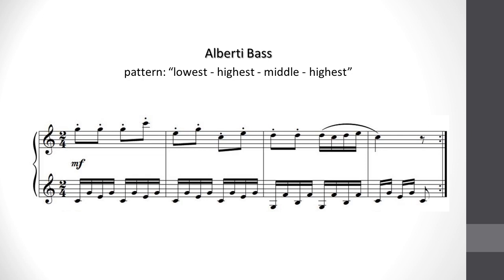Typically, Alberti bass occurs in the left hand of piano music and uses notes of shorter duration than the notes in the melody. Although it is typical in piano music for the melody to be in the right hand and the harmony in the left hand, this is not a necessity. Many examples exist where the melody is in the left hand and the harmony is in the right hand.